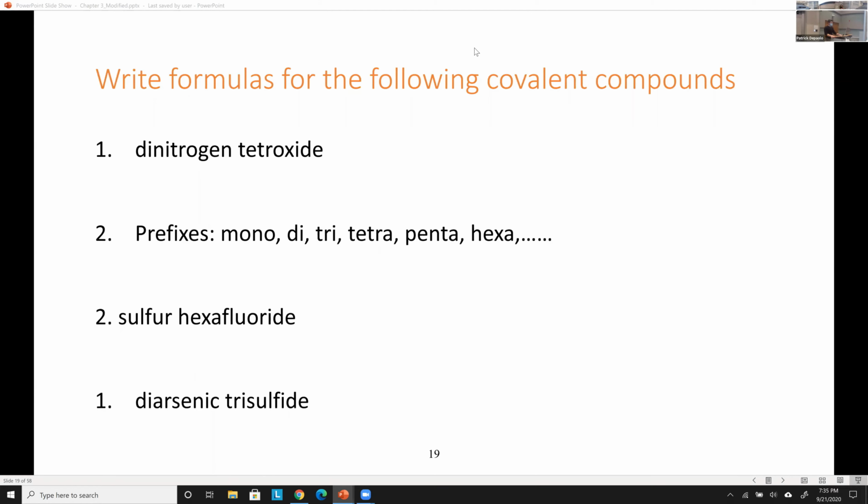Not H6. You put H because of hexa. Yeah, F6. Cool, good. Okay, so SF6. Good. Diarsenic trisulfide. Arsenic is As, not Ar. Ar is argon. S3. Good. As2S3. Good. So the covalents, you don't really have to think about it too much. They're a bit easier than the ionics. So, okay, good job.